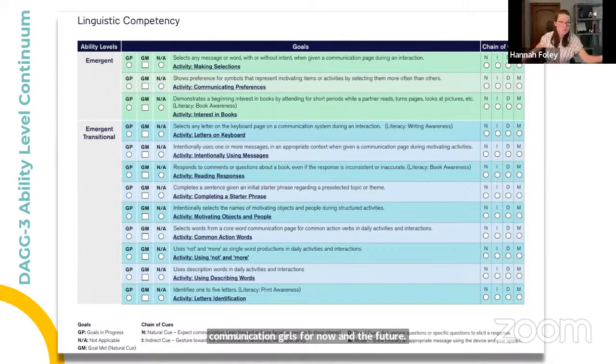The Dynamic AAC Goals Grid 3 includes an ability level continuum guide. This guide is broken into 5 different levels, which are emergent, transitional, context dependent, transitional dependent, and independent. Each of these levels are further segmented into specific areas, including understanding, expression, social interaction, literacy skills, and other.